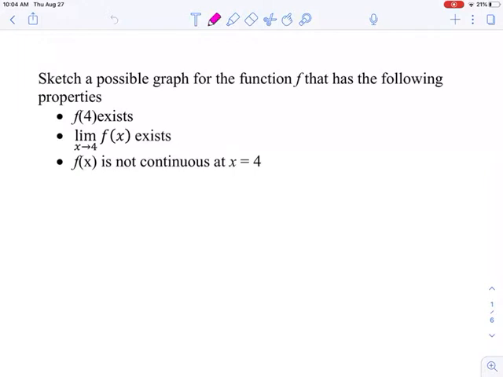Okay, let's go ahead and start with a warm-up. I would like you to sketch a possible graph for the function f that has the following properties. F of 4 exists, the limit as x approaches 4 of f of x exists, but the function is not continuous.